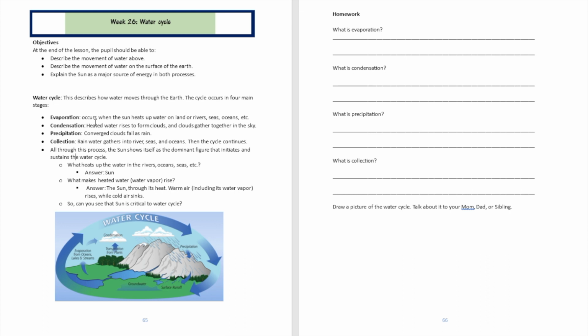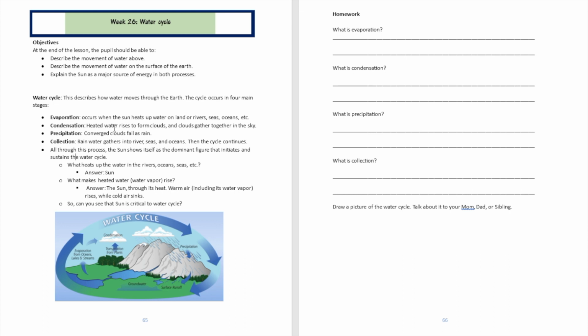What is evaporation? Well, this one occurs when the sun heats up water on land, or the rivers, or the seas, or the oceans, or puddles, or anywhere there's water. So when the sun shines on it, the water is going to be heated up, and then it's going to evaporate. All right, it becomes water vapor.